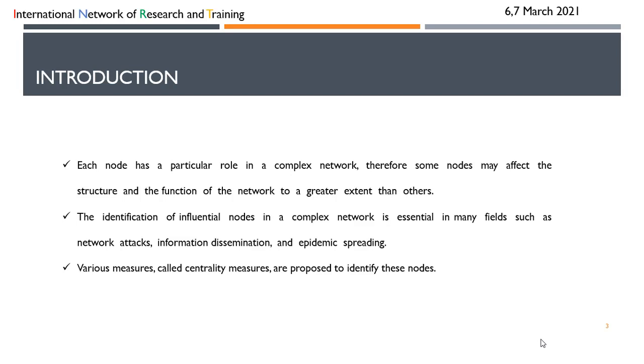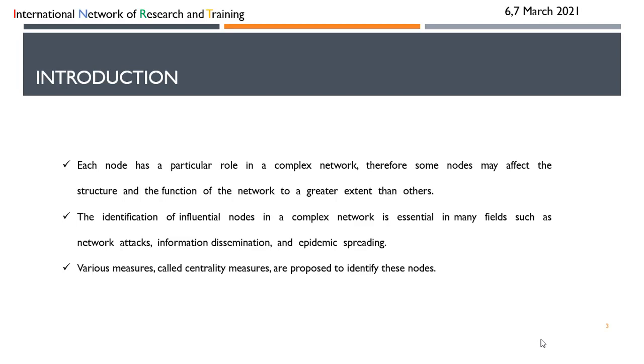So, as you know, in the field of complex systems and especially in complex networks, each node has a particular role. Therefore, some nodes may affect the structure and the function of the network to a greater extent than others. So, the identification of these influential nodes is essential in many fields such as network attacks, information dissemination, and epidemic spreading. So various measures called centrality measures are proposed to identify these nodes.